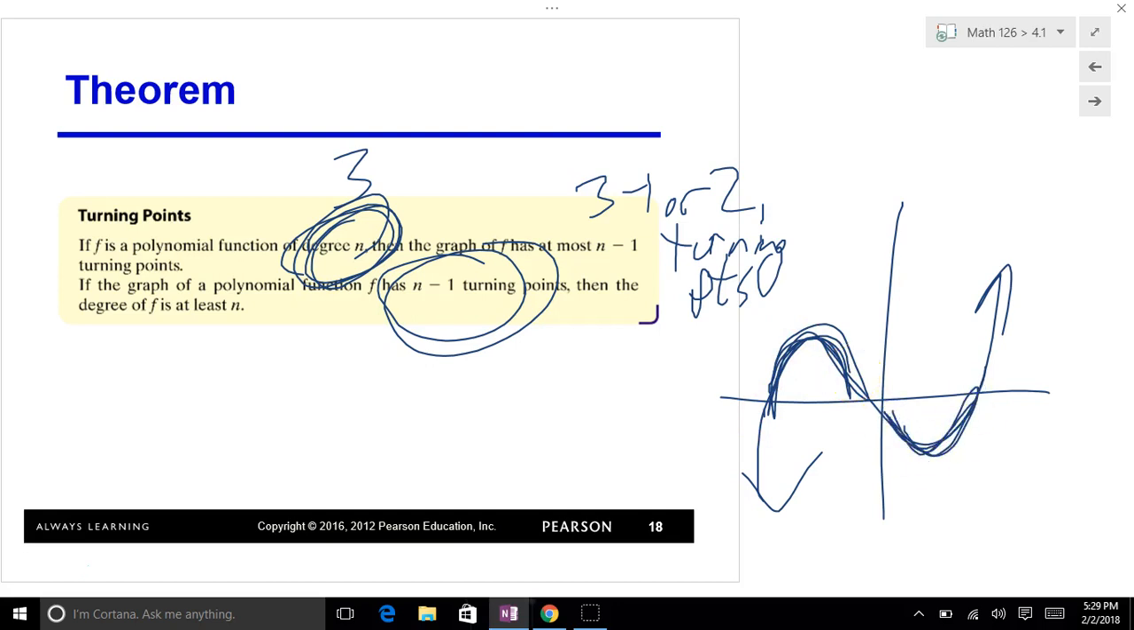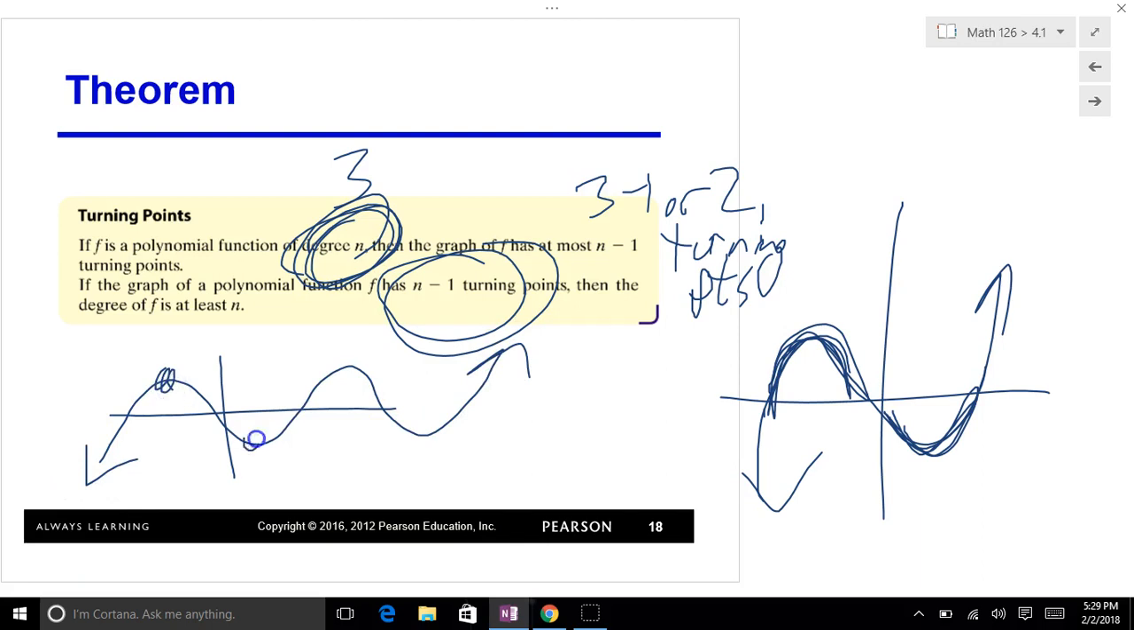In other words, how many local maxes or mins do you have? 2 of them here. So that means it's at least a third degree, right? If I got another one, I got whatever like this. I got 1 turning point, 2 turning points, 3 turning points, 4 turning points. It's at least a 5th degree. This is at least a 5th degree. Might be more than that, but it's at least a 5th degree.